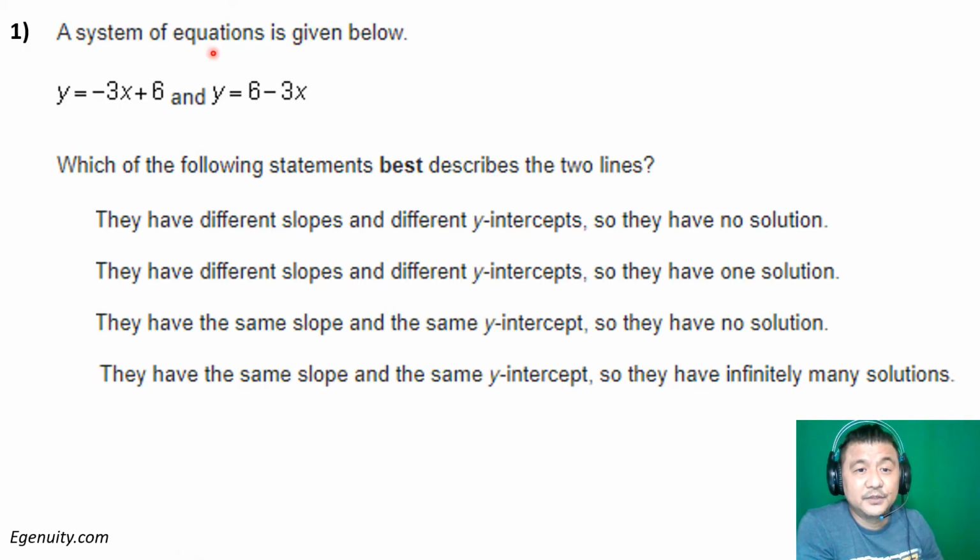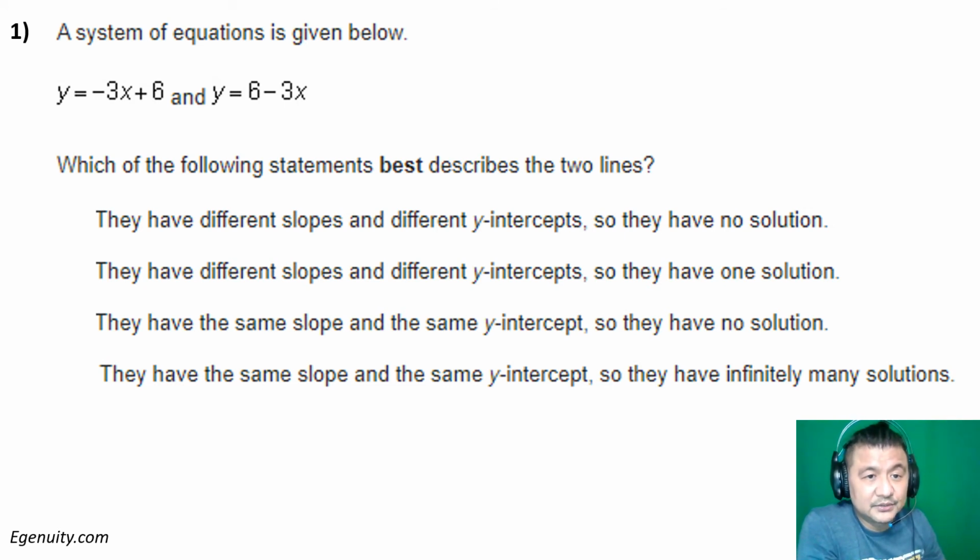A system of equations is given below. y equals -3x plus 6. The other one is y equals 6 minus 3x. Which of the following statements best describes the two lines? Okay, so let's see whether they have no solution, one solution, or infinite solutions. How do we know that without graphing? Let's look at the slope and the y-intercept.